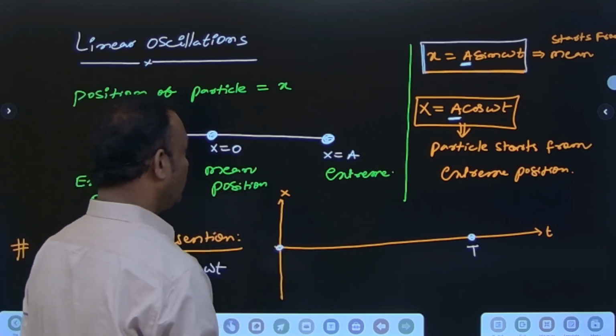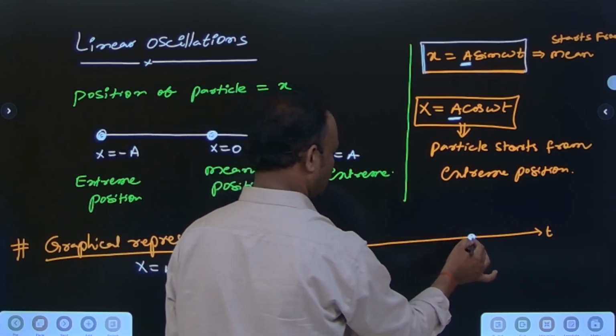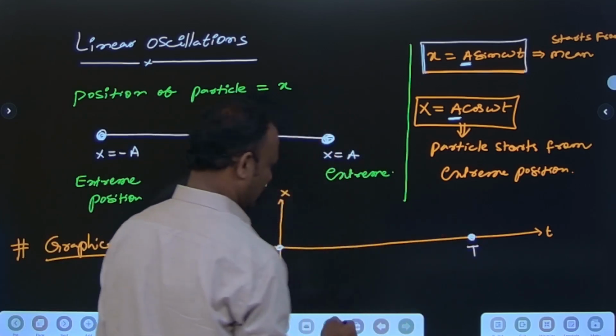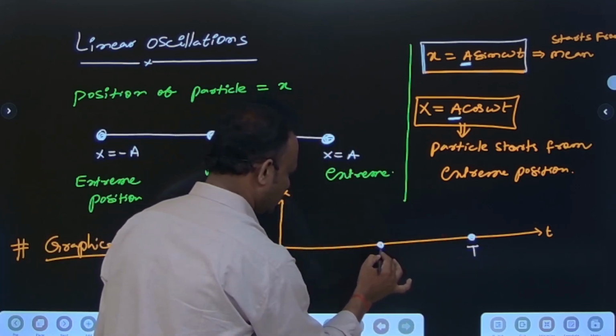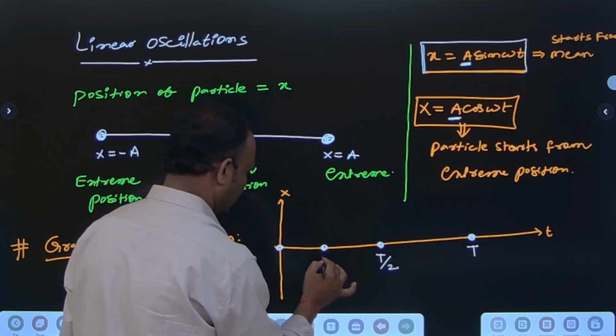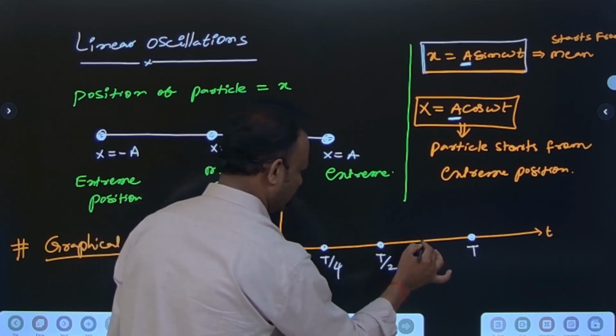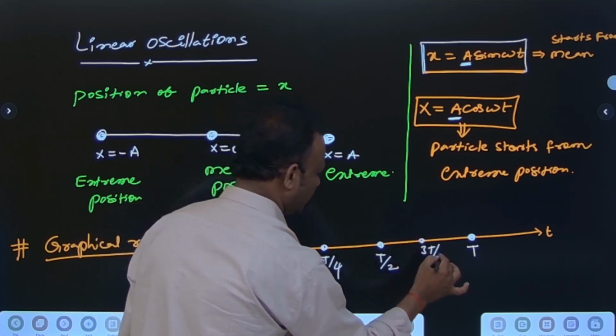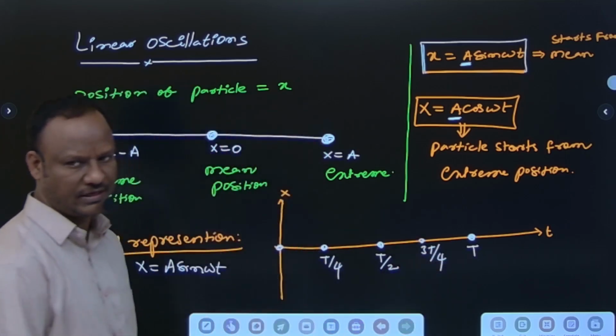Okay. So the first one, this is t, the time period. Then it's T by 2, half of the time period. The next one is again half, T by 4. The next one is 3T by 4.